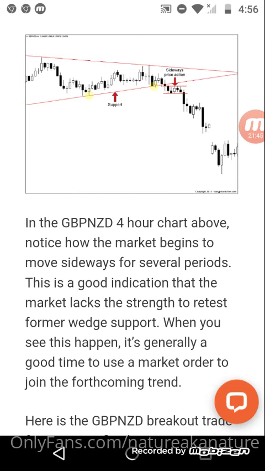Here is the GBP NZD breakout trade from start to finish. This is what happens from start to finish.